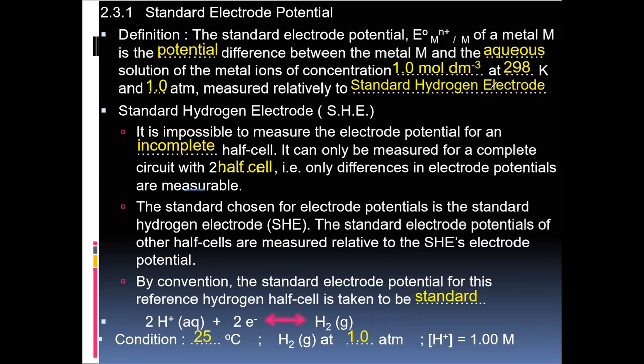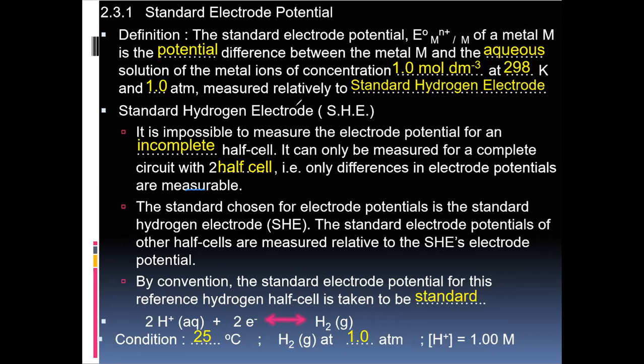So by definition, that's what we refer to as a standard electrode potential. It just refers to the potential difference between a metal and the aqueous solution of its ion that is at 1 mole per dm cube, that is 1 molarity, and at standard temperature and pressure, measured relative to a standard hydrogen electrode. Standard hydrogen electrode is also known as the SHE. So that's what we call a standard electrode potential.